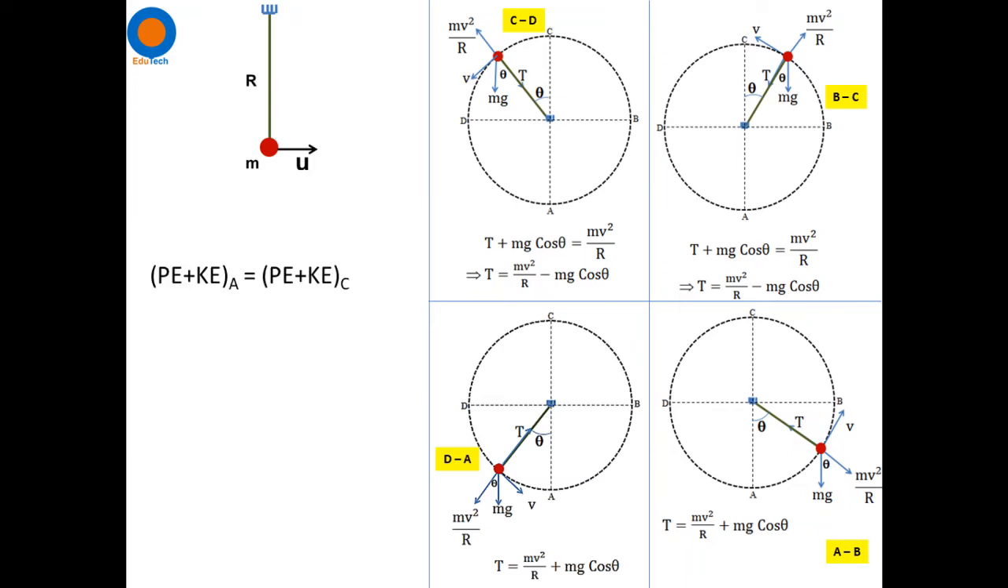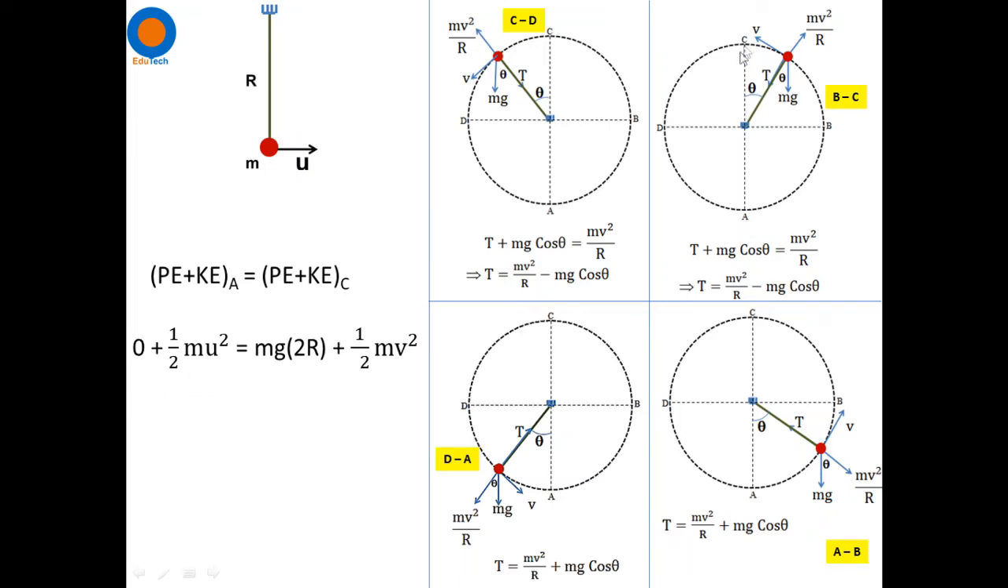That is, mechanical energy at point A is equal to mechanical energy at point C. That is, potential plus kinetic energy at point A is equal to potential plus kinetic energy at point C. What is the potential energy at point A? It is 0. Why? We have taken it as a reference level. Potential is 0 here. Initial velocity at point A is u, therefore the kinetic energy is half mu square.